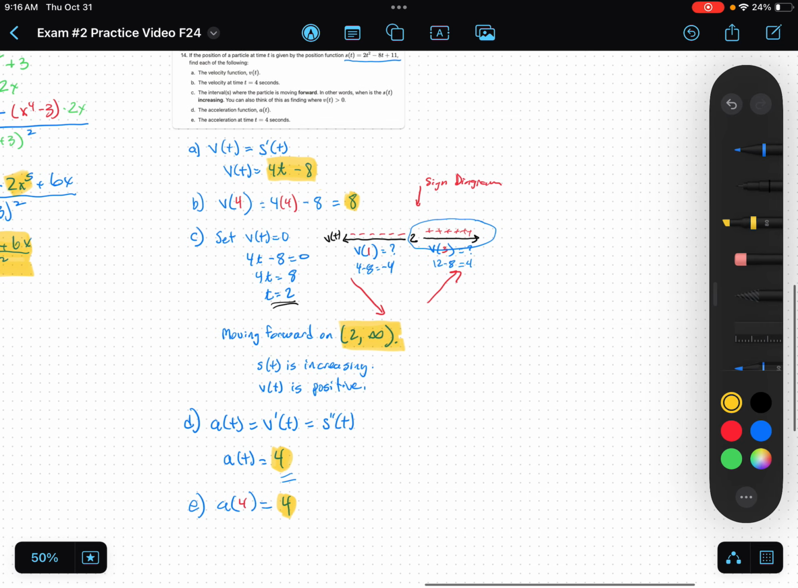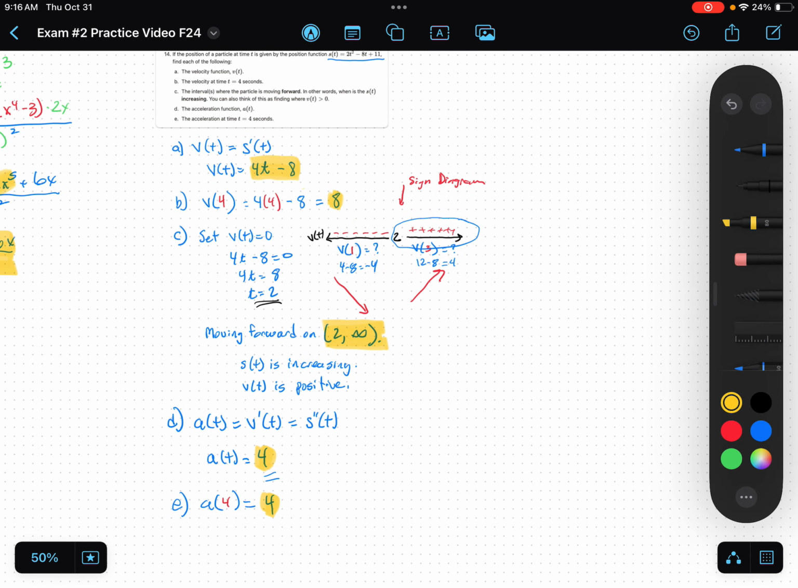For letter C, we want to find out where the particle's moving forward. That's just physics talk for find out where the original function is increasing. To do that, we use the derivative, which is the velocity, to break this interval up into its places where it's positive and negative. We call that a sign diagram. I found out that my velocity is positive between 2 and infinity, so I know that I'm moving forward after 2 seconds. My interval is 2 to infinity. In common language, you can think of that as S of t is increasing on that interval, or the velocity is positive on that interval.